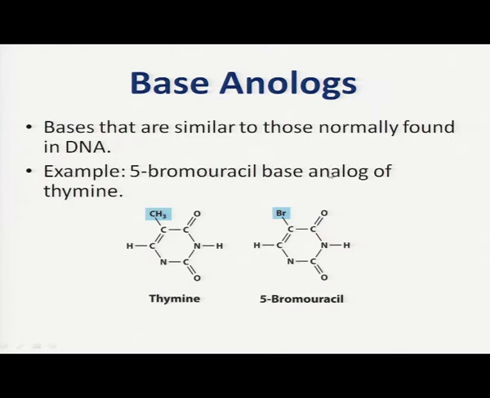One example of a base analog is 5-bromouracil, which is a base analog of thymine. If we look at the slide, between thymine and 5-bromouracil there is a single change. Here we have a CH3 methyl group in thymine, and in 5-bromouracil, instead of the methyl group it has bromine. So, structurally both these compounds are the same, and if this 5-bromouracil is inserted inside the DNA instead of thymine, it will lead to a change, to mutation in DNA. So, base analogs are those chemicals which are structurally similar to the normal bases.